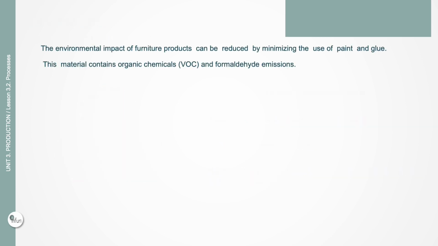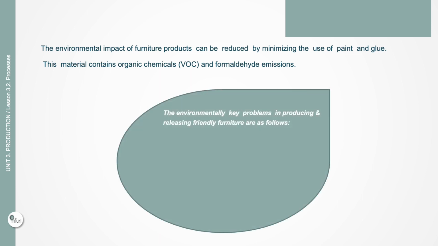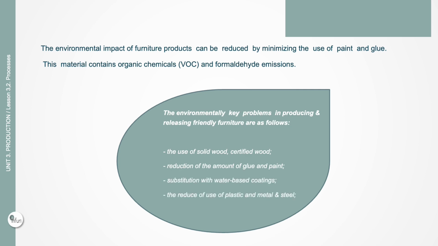The environmental impact of furniture products can be reduced by minimizing the use of paint and glue. This material contains organic chemicals, VOC, and formaldehyde emissions. The key environmental problems in producing and releasing friendly furniture are as follows: the use of solid wood, certified wood, reduction of the amount of glue and paint, substitution with water-based coatings, the reduction of use of plastic and metal and steel, dematerialization and monomateriality.